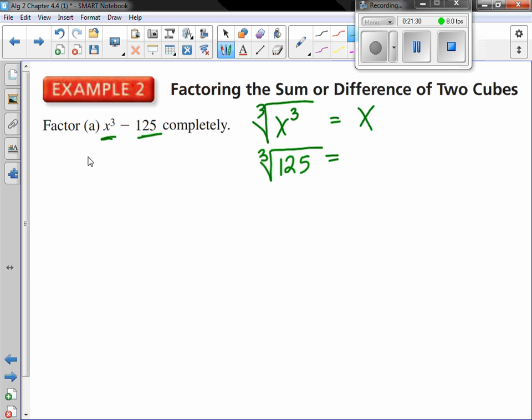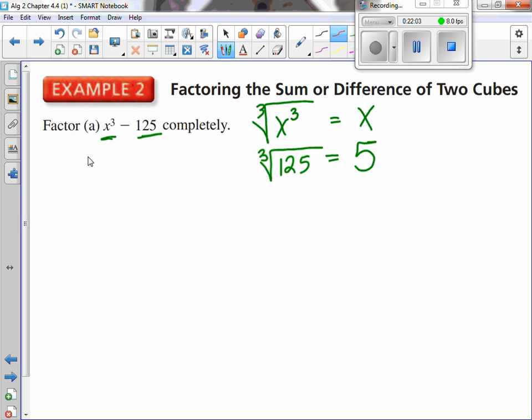Now we want to take the cube root of 125. For the graphing calculators, you can hit math, and I think the fourth or fifth one down is the cube root. You can type in 125. If we take the cube root of 125, we get, or should get, 5. So that's telling me that both of these terms, x cubed and 125, are perfect cubes. So we have the difference of perfect cubes.